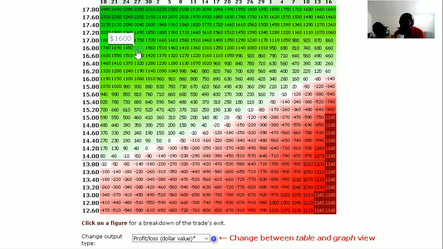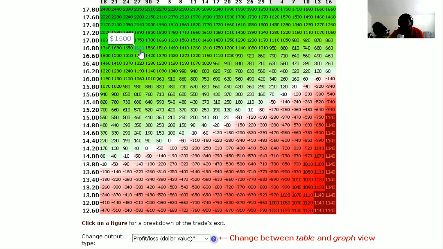$16.80 is where we are. And we are up $1,600 on our $1,100 investment. That, ladies and gentlemen, is the power of options. We are in the money. We're deep in the money. And we've got over a month left to go.